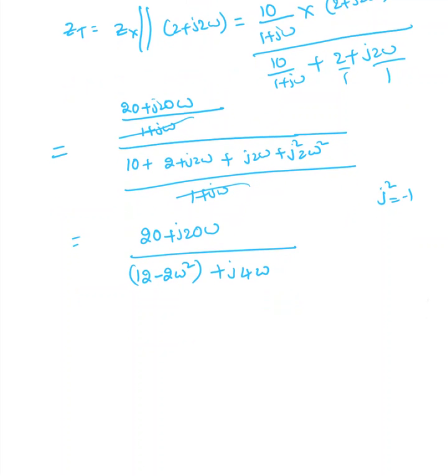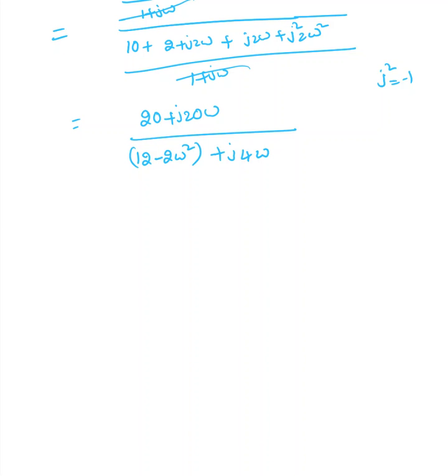Now a little bit difficult part here. To separate the real term and imaginary term, you must eliminate the j part in the denominator. So to eliminate the j part in the denominator, I'm going to multiply this with the complex conjugate of the denominator. So I'm going to multiply this with the complex conjugate.